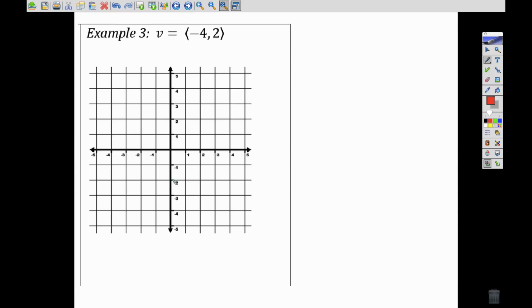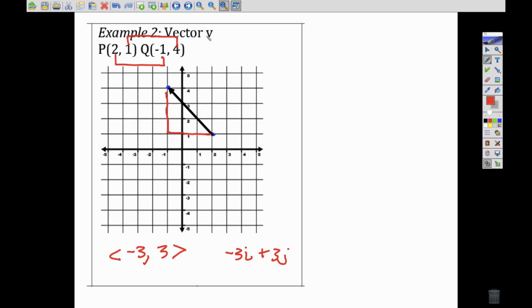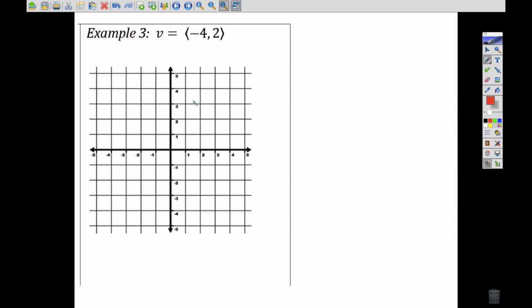All right, moving on to example 3. This one gives us the component notation. And I think I forgot on this one, vector v. You should label that on the graph. Okay, so back to this one. Vector v, it gives us the component notation. Now you could start anywhere on the grid. I'm going to go ahead and start at the origin, and it says -4 in the horizontal direction and +2 in the vertical direction. So boom, there is my vector.